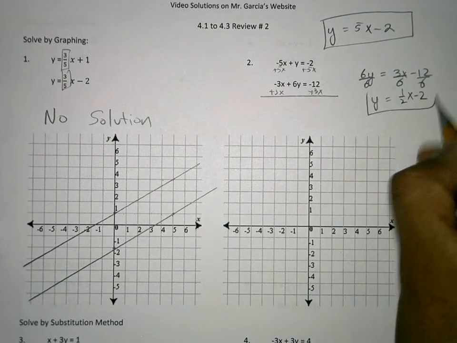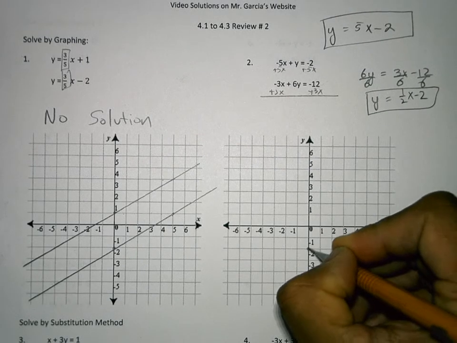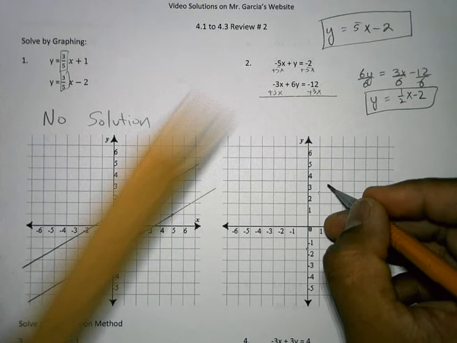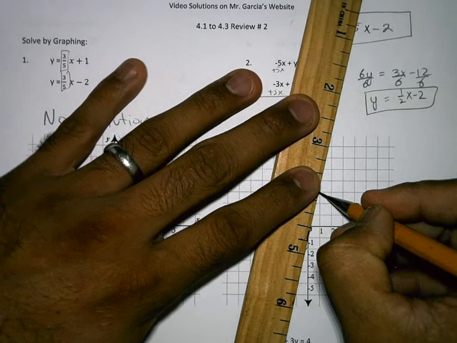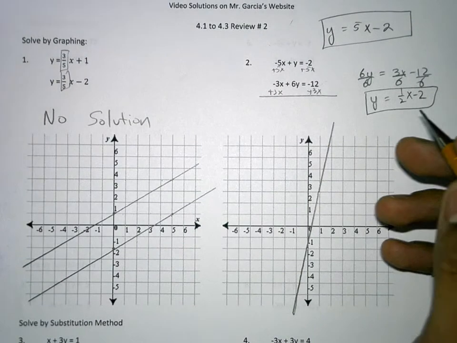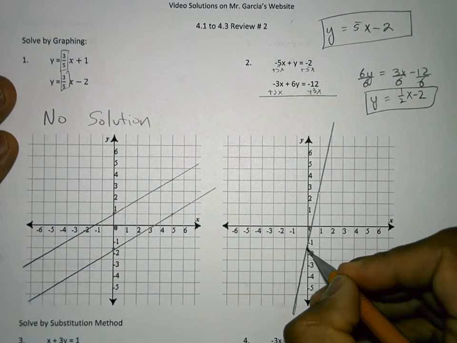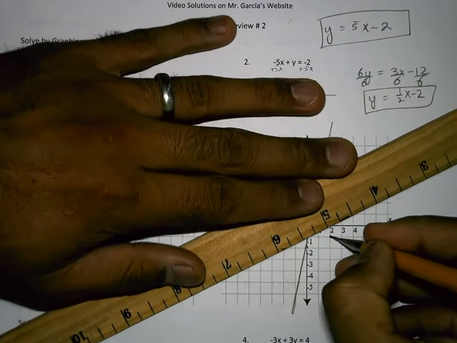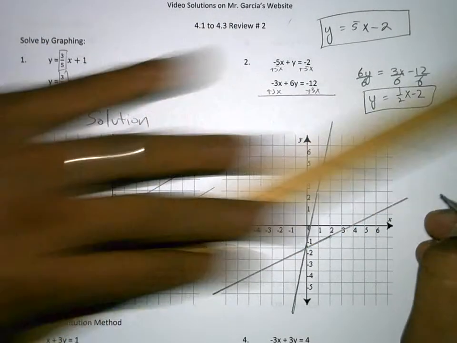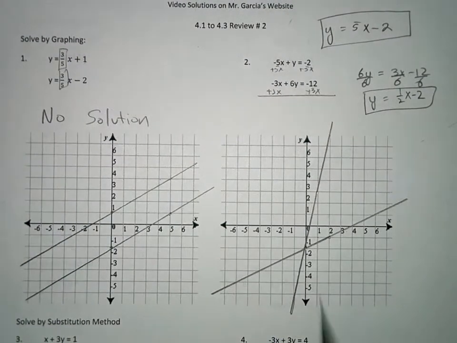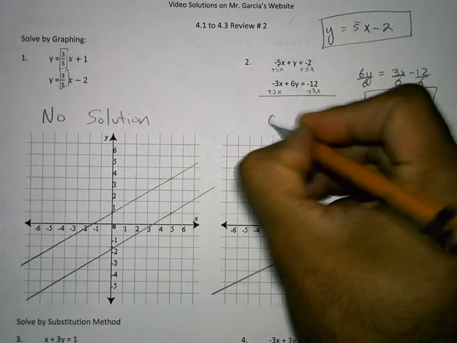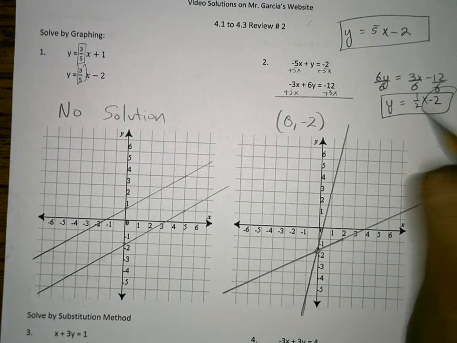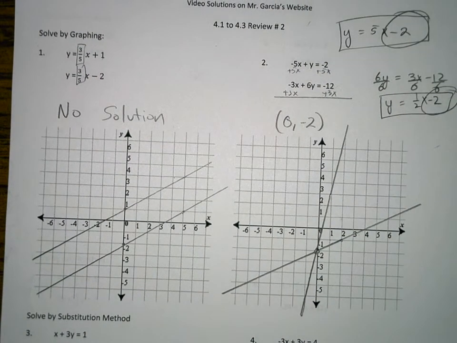I'll graph this top one first. Negative 2, up 5 over 1. 1, 2, 3, 4, 5 over 1. And then negative 2, again, up 1 over 2. And so they cross right here, which is the point (0, negative 2). Hopefully we realize again here that they have the same y-intercept, so that makes sense. They should cross right there.